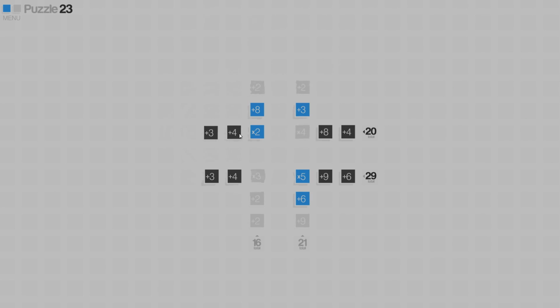And then let's look at this row here. We have a times 2. 3 times 2 would be 6. We would need another 14, which we can't get. We only have 12 left. So that's not possible.